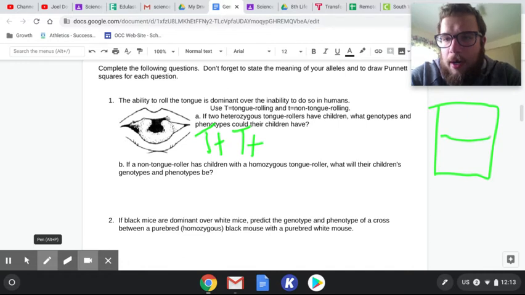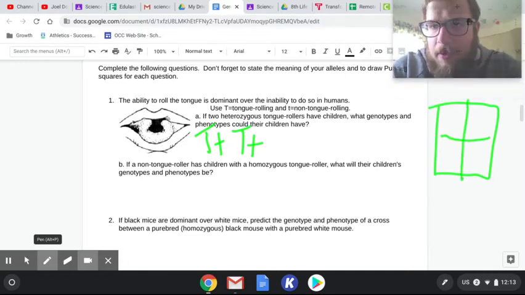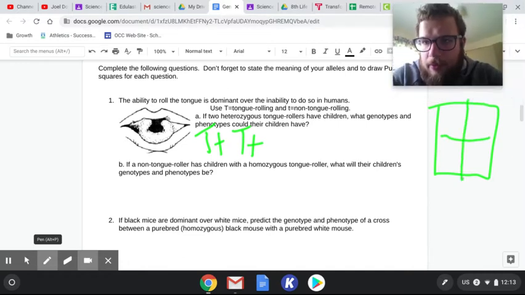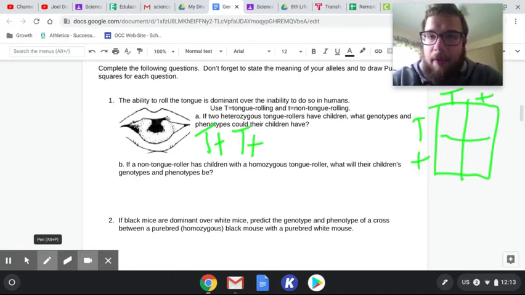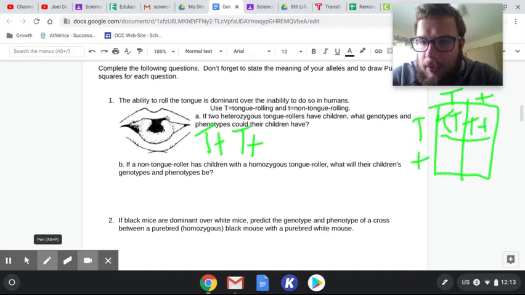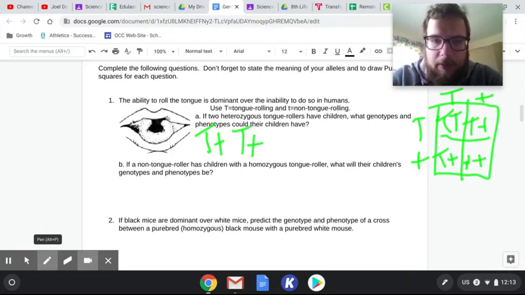Let's do a Punnett square. Big T, little t, big T, little t. Again, I know this because it says that the parents are heterozygous, so they have one of each. So they could get big T, big T, big T, little t, big T, little t, or little t, little t. So those are my outcome possibilities.